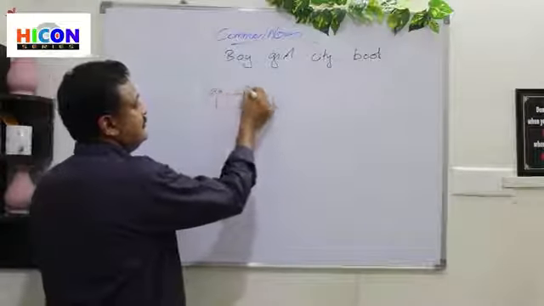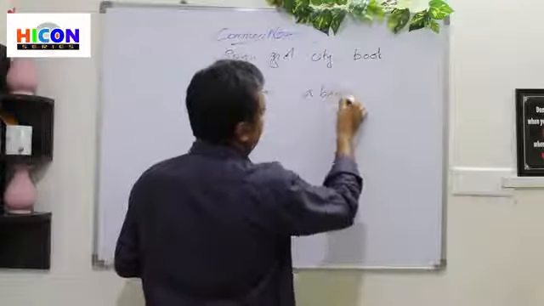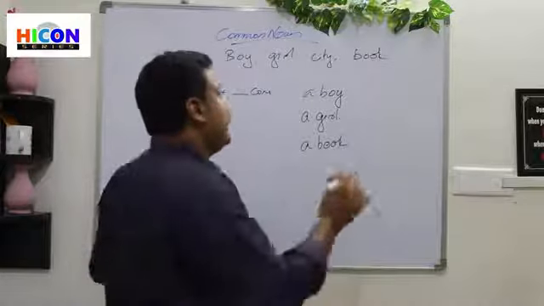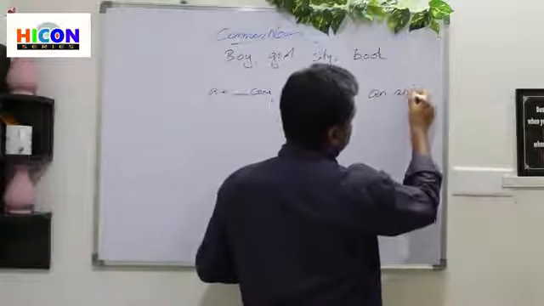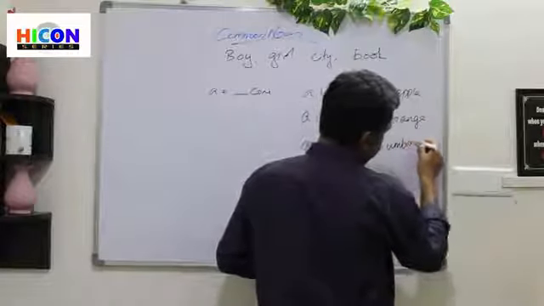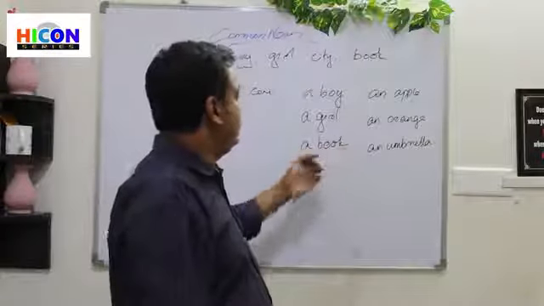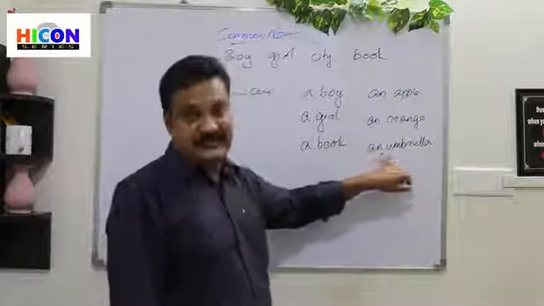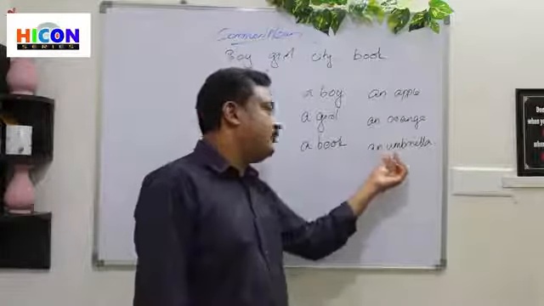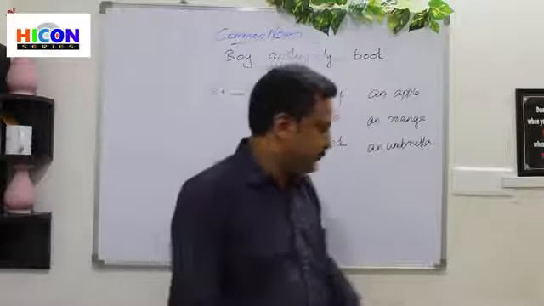A or an is an article which we use before a common noun. A is used before a consonant sound. Consonant sound means which is not a vowel sound. For example, we say a boy or a girl, a book. Okay, it goes like that. And we use an in front of a vowel sound, an apple or an orange or an umbrella. Right? So a or an is usually used in a common noun, and that is used based on the letter that comes after it. If it is a vowel sound, not letter, vowel sound, we use an before it. Okay? So an is used before a vowel sound, and a is used before a consonant sound. Right? So this is about the common noun.